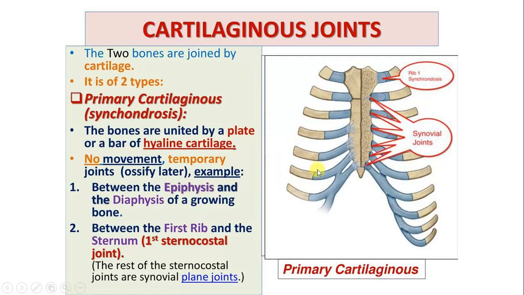So these are the cartilaginous joints. The primary cartilaginous joint is between the first rib and the manubrium sterni. Bones are united by a plate or bar of hyaline cartilage, with no movement; it is temporary and ossifies later. Examples are between epiphysis and diaphysis, and the first rib and the sternum. This is a plain type of joint. Another example is the secondary cartilaginous joint between the manubrium and body of the sternum.